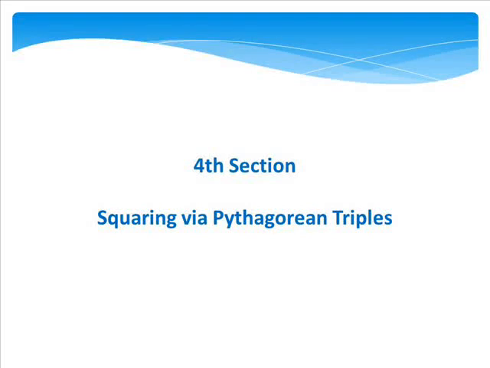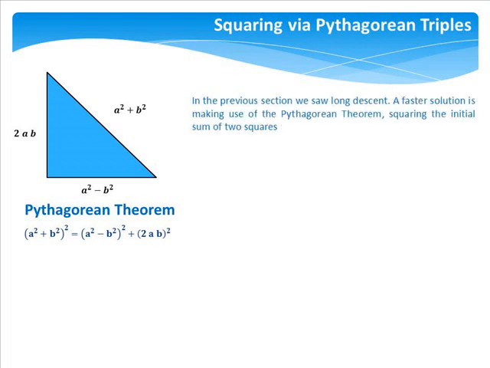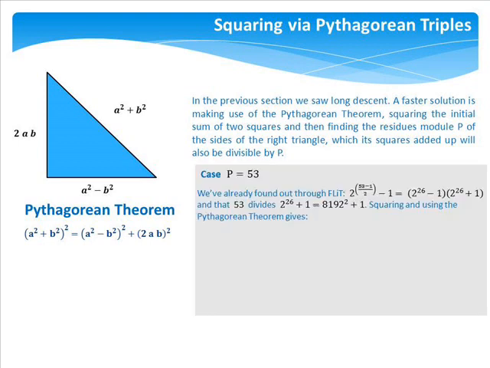In the previous section, we explored a long descent method. A quicker approach involves using the Pythagorean theorem. We square the initial sum of two squares and then find the remainders when divided by p for the sides of the right triangle. Its squares added up will also be divisible by p.